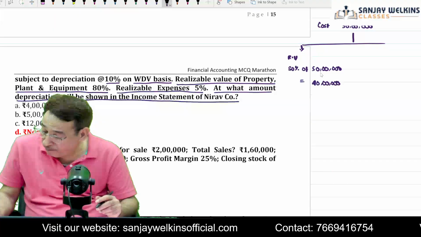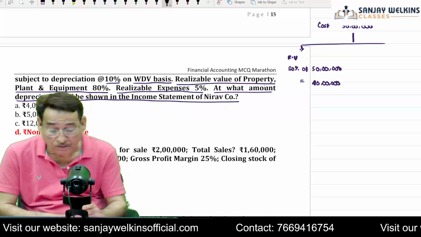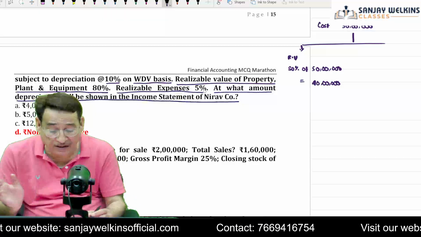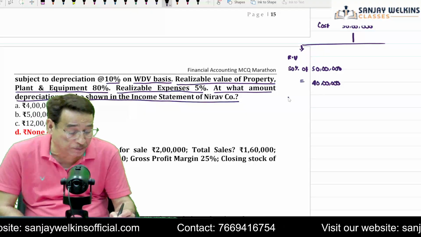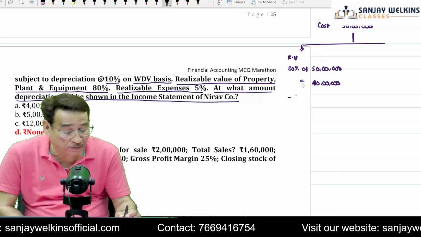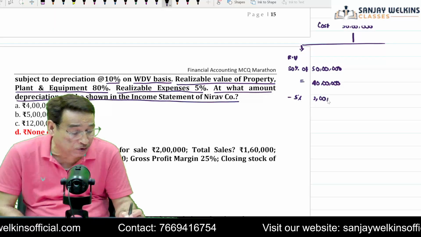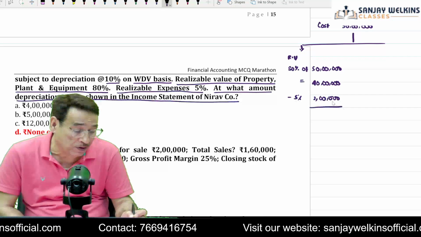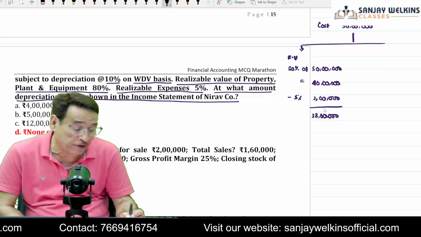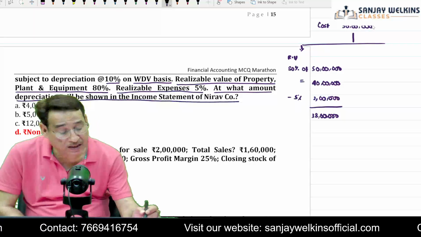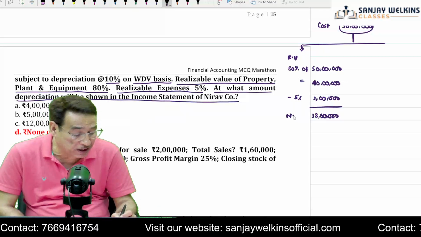Realizable value, just wait. Realizable value is 40 lakh. Correct? Now the question also says that realization expenses amount to 5%. Realization expenses will be subtracted from the realizable value. So 5%, if I subtract, will be equal to 2 lakh from 40 lakh. So realizable value is 38 lakhs. Because this item which is appearing at 50 lakh, now its net realizable value is 38 lakh.